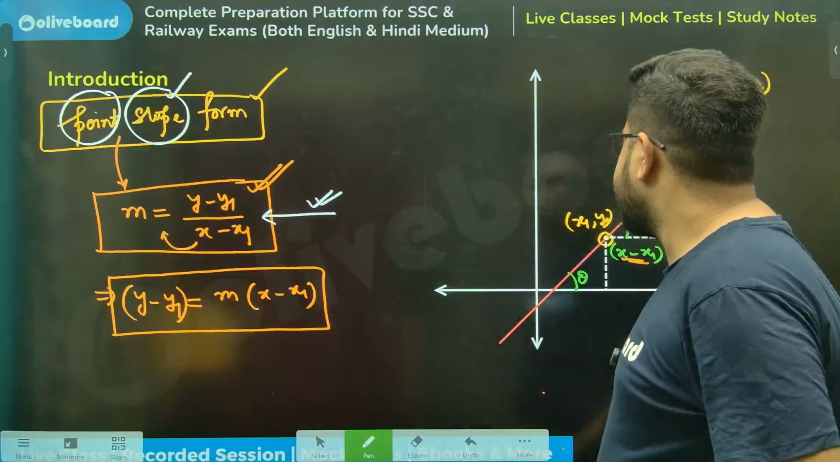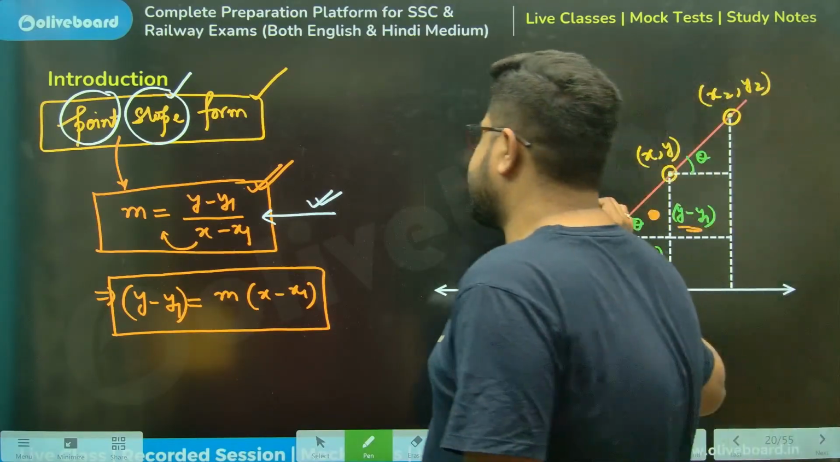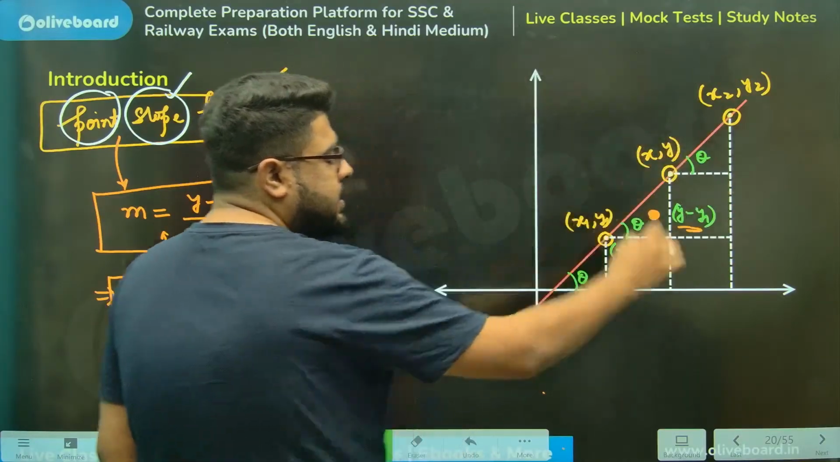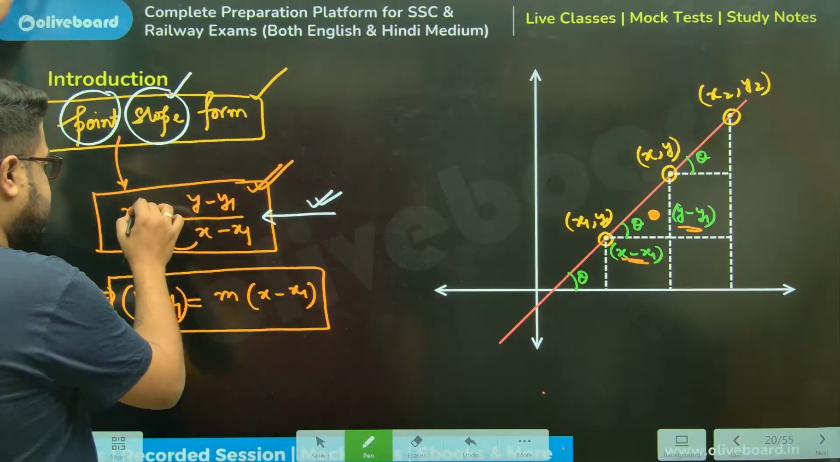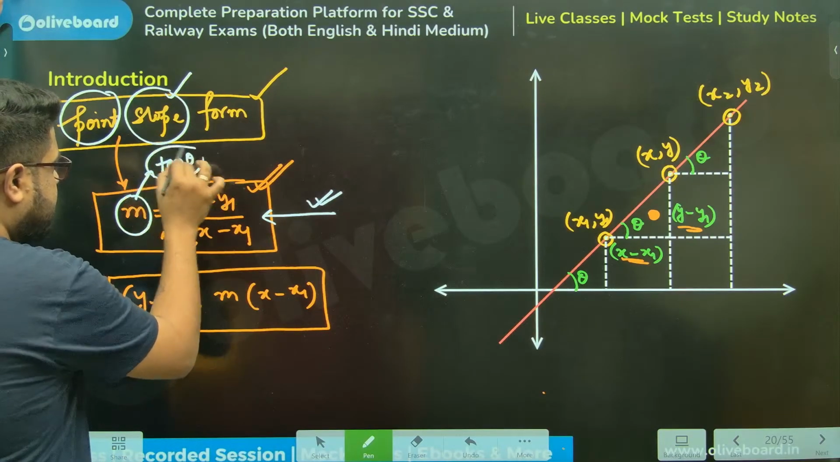Please understand, sir. If you now take the bigger triangle here, you will find another thing. So this m was what? This m is nothing but tan theta, slope.